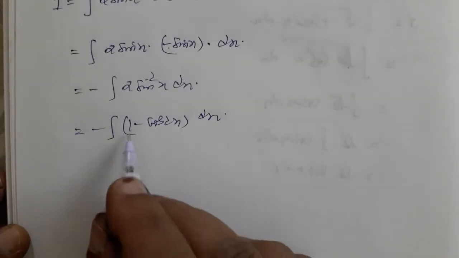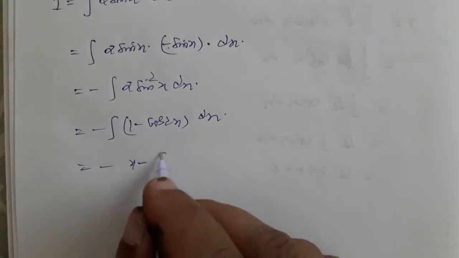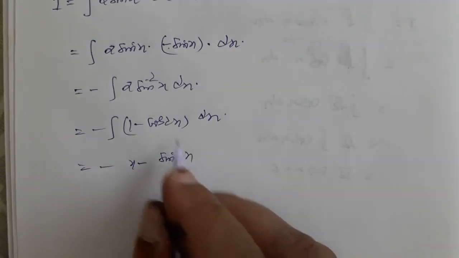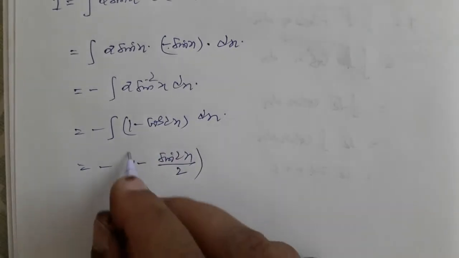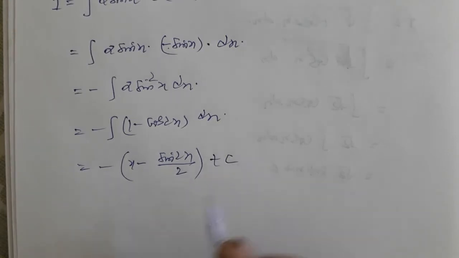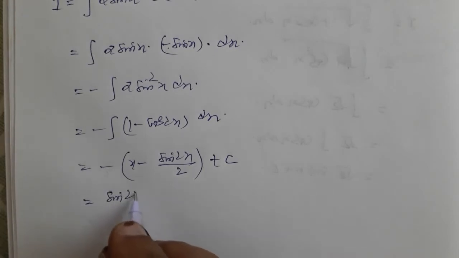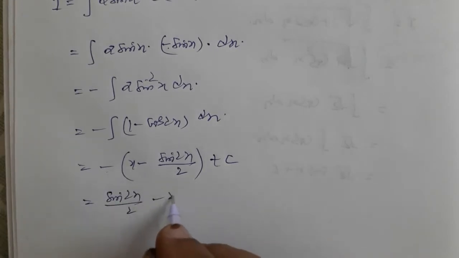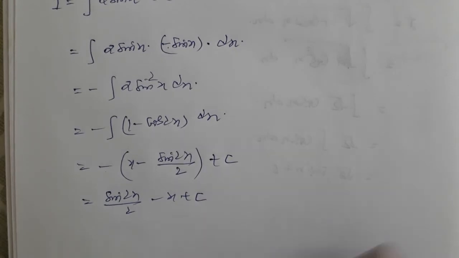The integration of 1 will be x. The integration of cos 2x will be sin 2x, and the coefficient of x is 2, which goes in the denominator, plus c. Let us multiply the negative sign into the bracket terms. So this can be written as sin 2x by 2 minus x plus c. The final answer is sin 2x by 2 minus x plus c.